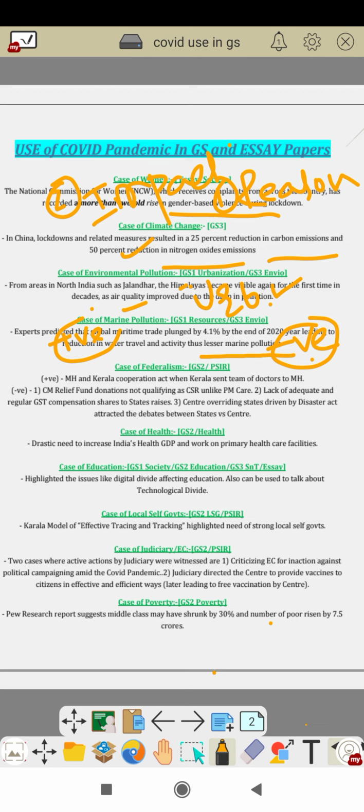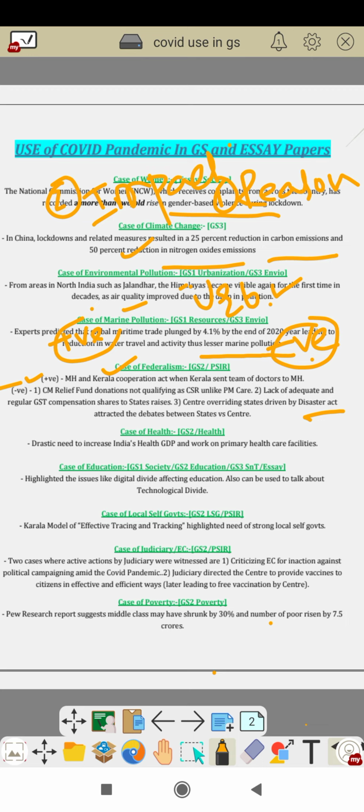Okay. So moving next, the case of federalism. Again here we can see positive and negative aspects as well. In the positive aspects, we can use the example of cooperation between Maharashtra and Kerala to highlight a good example of interstate cooperation. And in the negative aspects, we have seen various examples like the CM Relief Fund, which was not qualified as CSR unlike the PM Cares, then the lack of adequate and regular GST compensation, along with the center overriding the states via the Disaster Act.